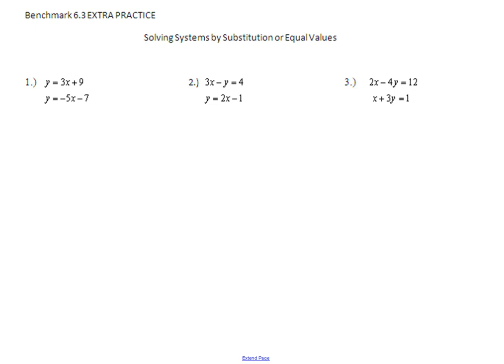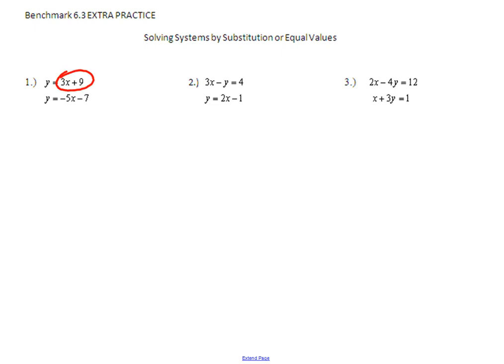Algebra benchmark 6.3, solving systems by substitution or equal values method. First problem, set up for equal values because we have two things equal to the same value y. So if 3x plus 9 equals y and negative 5x minus 7 equals y, then they must equal each other.